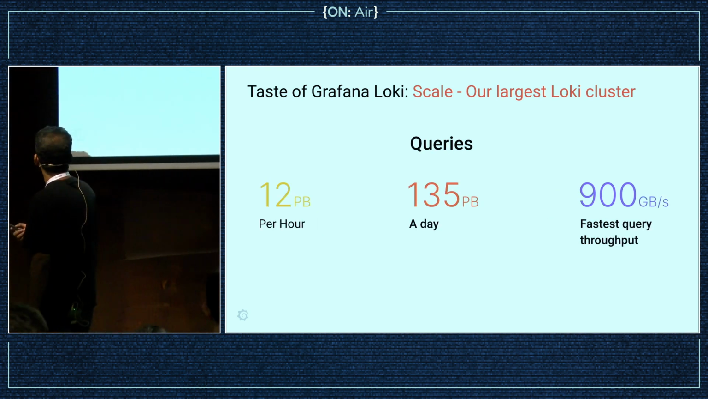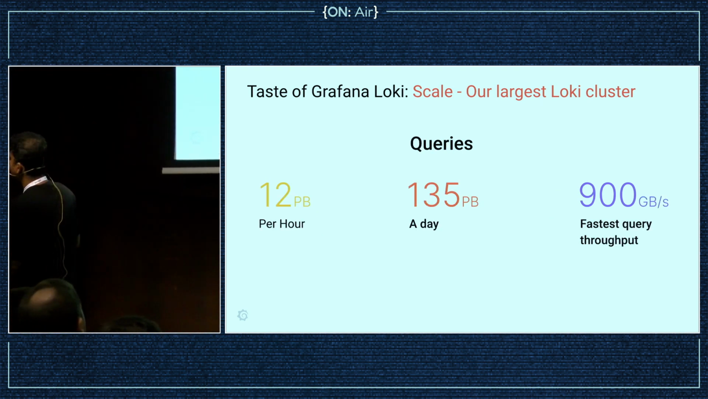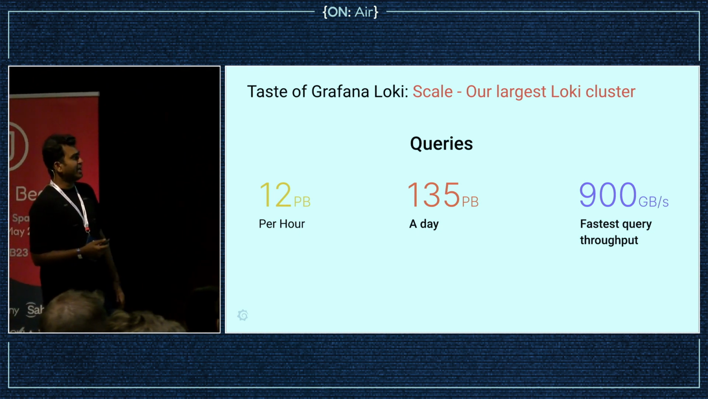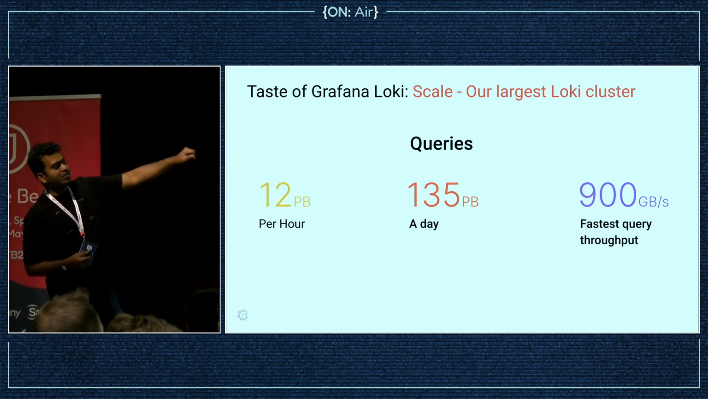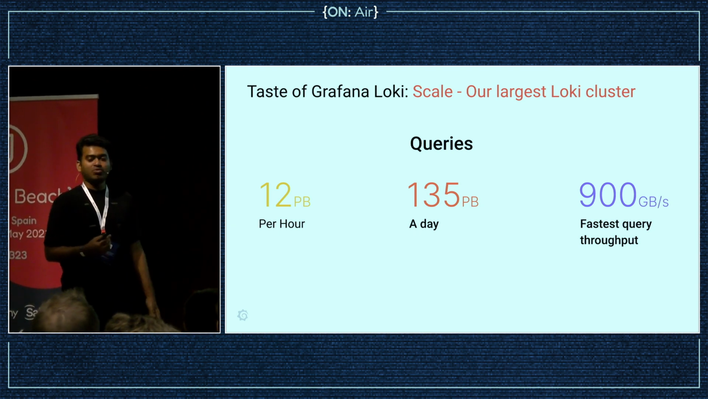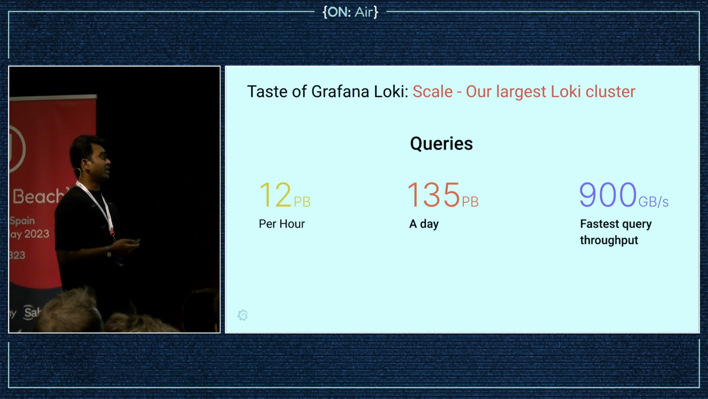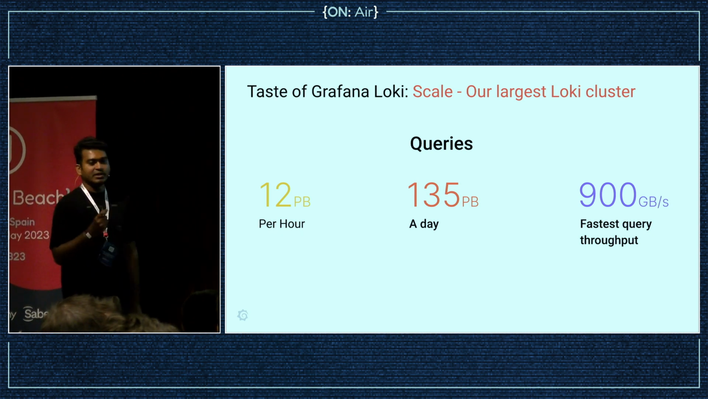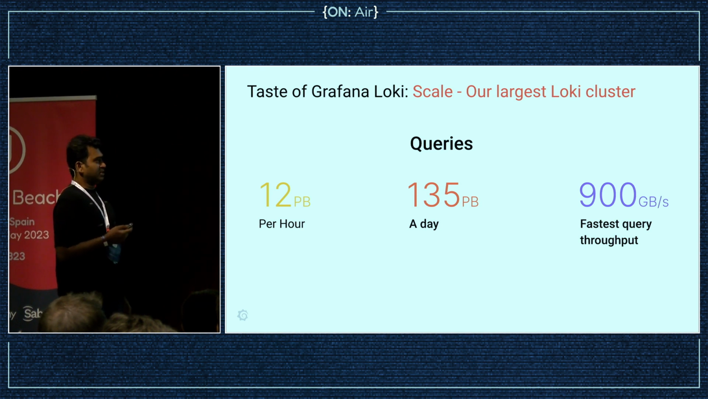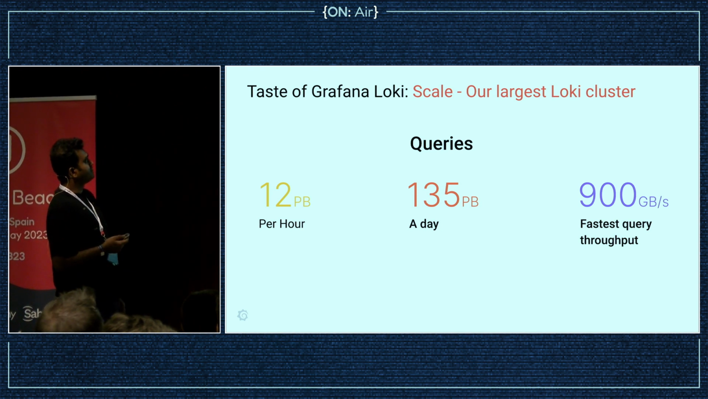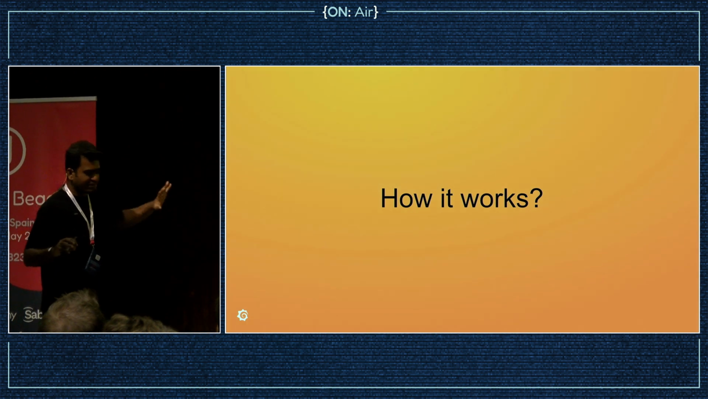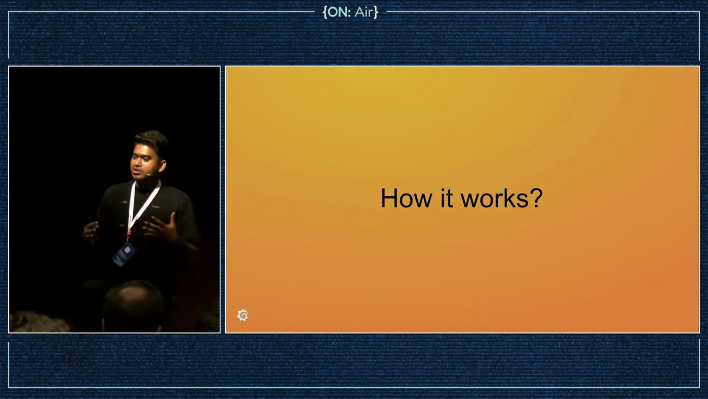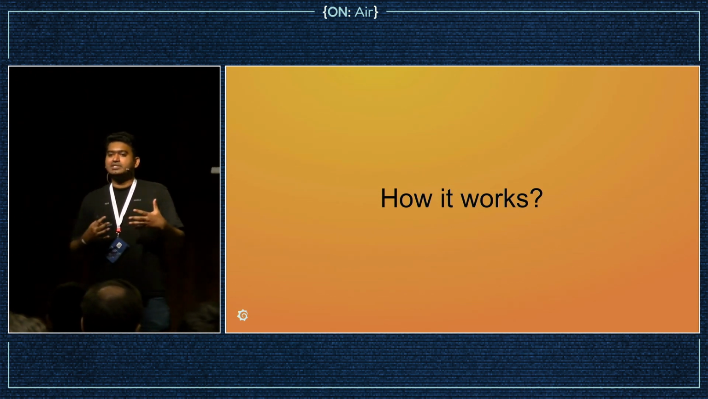And the query path is more interesting. It's serving around 12 petabytes per hour, and yeah, 135 petabytes a day. And the interesting thing is the throughput of the fastest query. It reached almost 1 terabyte a second. That's because of one of the features we released last year with the index optimization. So yeah, that's some stats if you're curious. And this should have painted you a picture of what it feels like using Loki, what I mean when I say it scales.